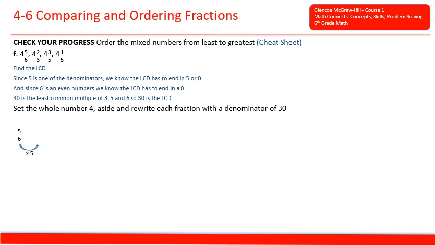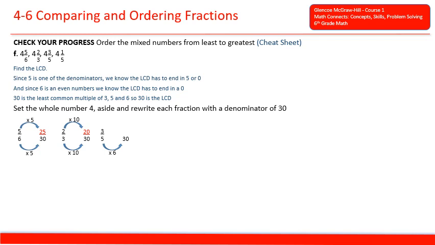So 6 will go into 30 5 times. 6 times 5 gives us a denominator of 30. 5 times 5 gives us a numerator of 25. 3 will go into 30 10 times. So 3 times 10 gives us a denominator of 30. And 2 times 10 gives us a numerator of 20.